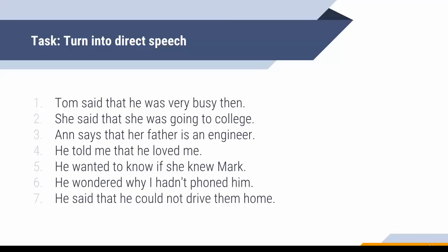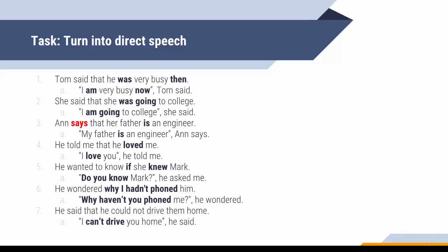Tom said he was very busy then. I am very busy now, Tom said. Was, past simple, goes to present simple. Then goes to now. She said that she was going to college. I am going to college, she said. Was going, one tense ahead, means I am going.